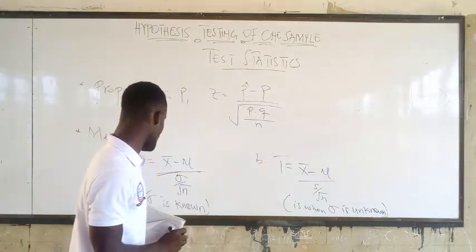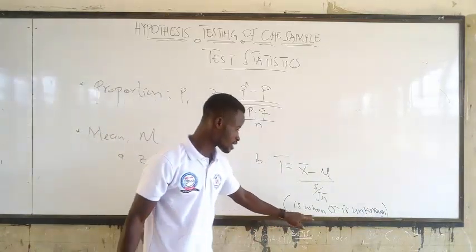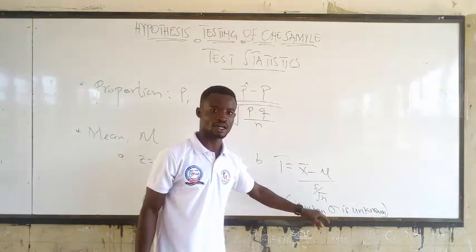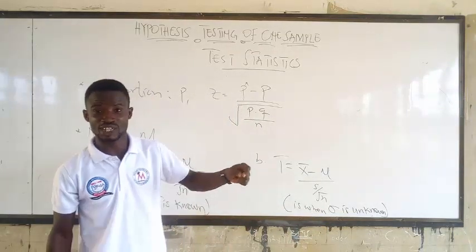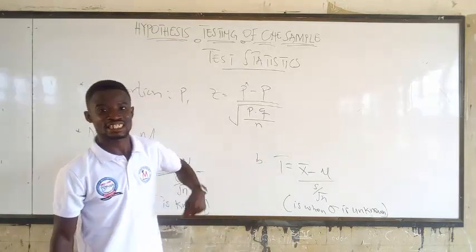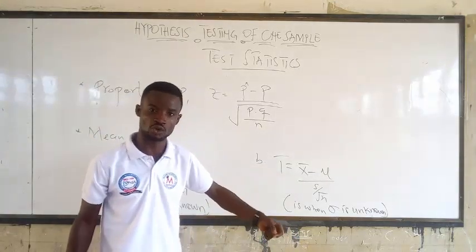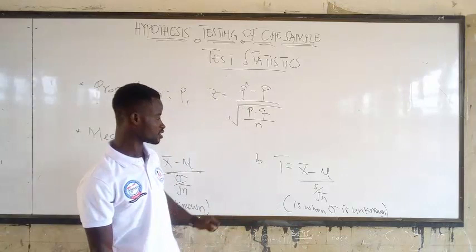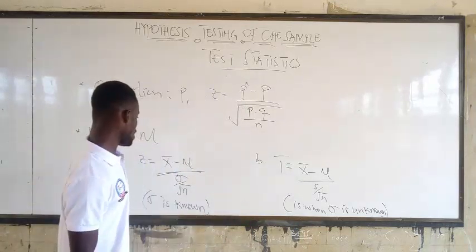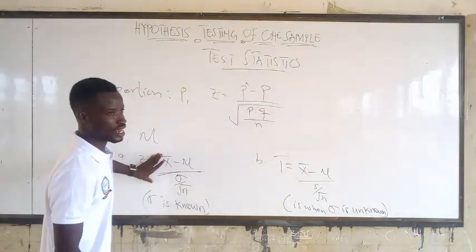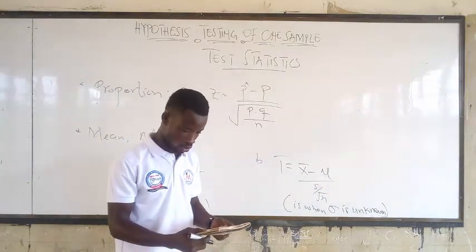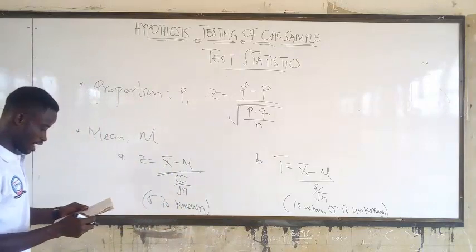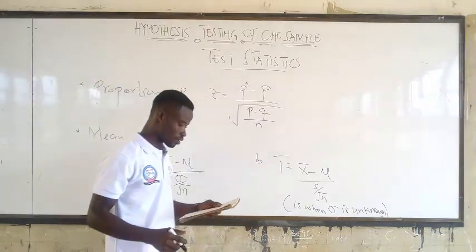So the case where the population standard deviation is unknown, that is when we go for this. If the population standard deviation is not given to you, then the sample standard deviation will be given to you. Alright. And we know that this one deals with the large sample, and this one deals with the small sample. Alright. So that's what we have there.